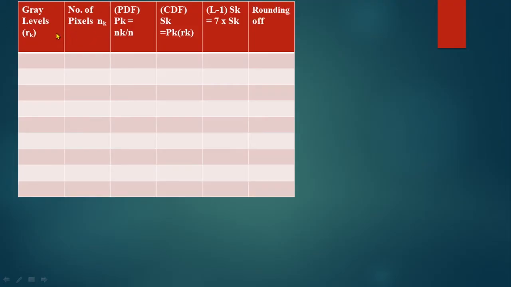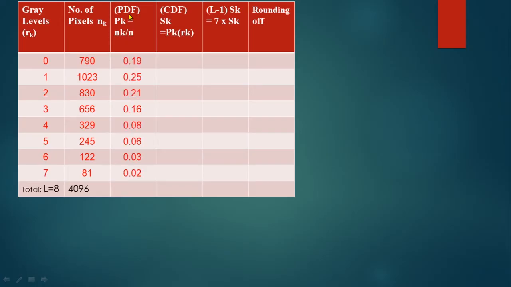Here, in the given image there are 0 to 7 intensity levels, and these are the corresponding pixels having those intensity levels. Then you have to find the probability density function. The probability density function equals Nk, that is the number of pixels having the kth gray level, divided by n, the total number of pixels. So to find it, first you have to find the total number of pixels and the number of intensity values, which is 8.